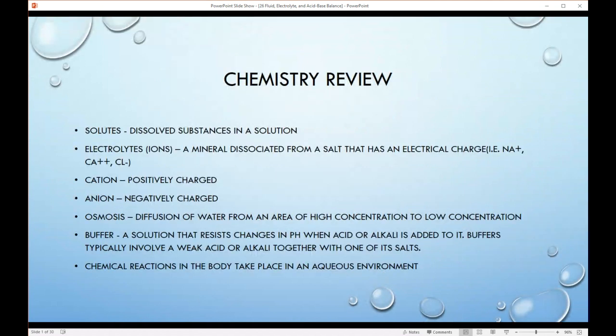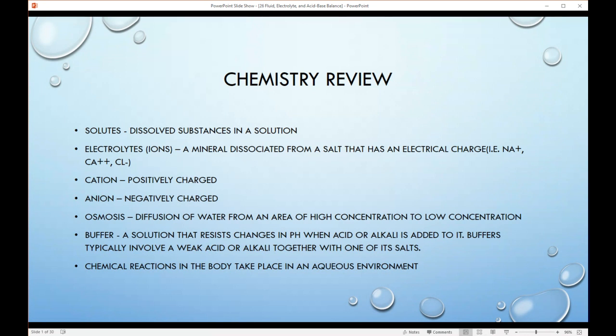So if you remember, we're just going to do a quick little chemistry review. Solutes are the dissolved substances within a solution. So for instance, if you had salt water, the salt itself is the solute. Okay. Electrolytes are just ions. So this is our minerals that have been disassociated from a salt, and they have an electrical charge. So sodium, for instance, calcium, chloride. Cations are positively charged, anions are negatively charged, right? So sodium and calcium, those would be both considered cations, whereas the chloride ion is considered an anion.